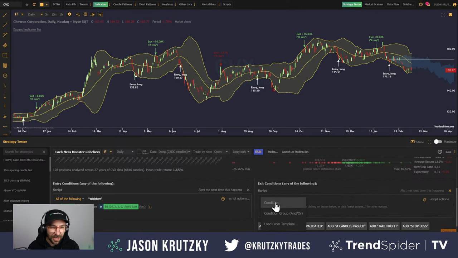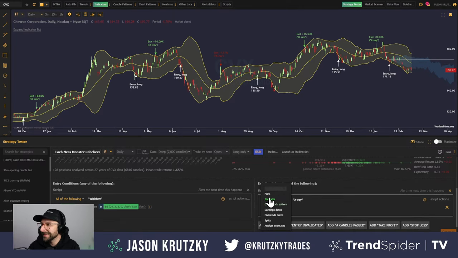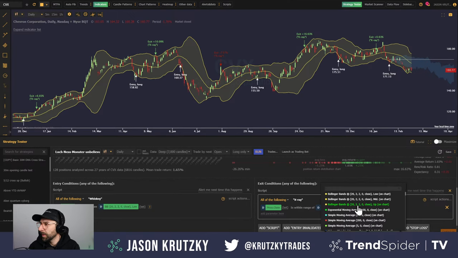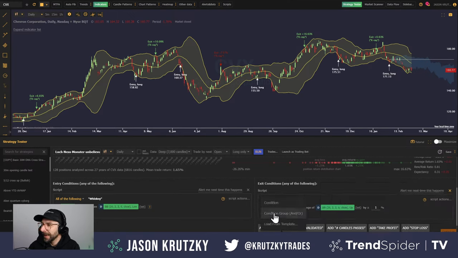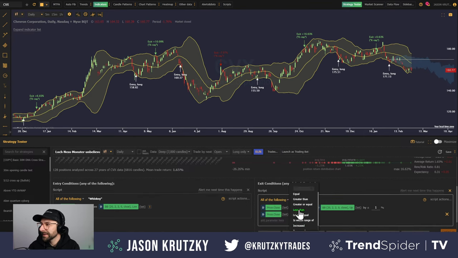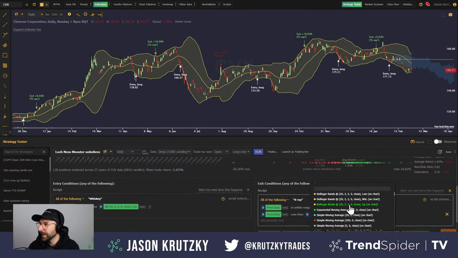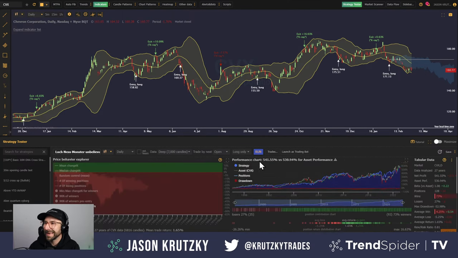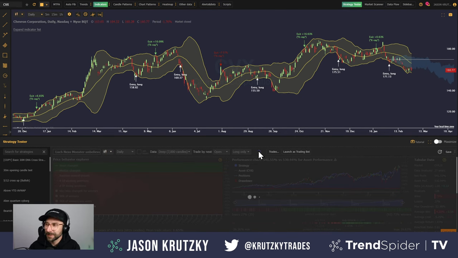We need to go back to the original one. We were going to exit when price closed within range of the indicator, the Bollinger Band up. And then we want to add some safety. Price closing less than indicator Bollinger Band low. And let's switch this to any of the following so that we're getting out if either of those things is true.